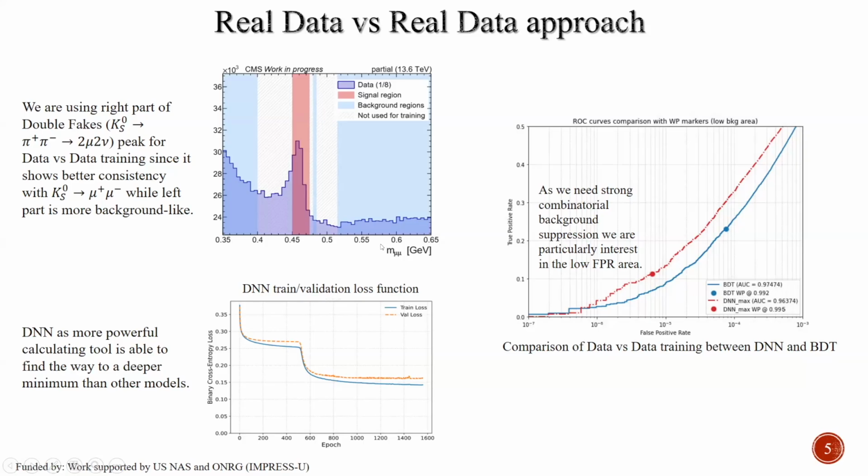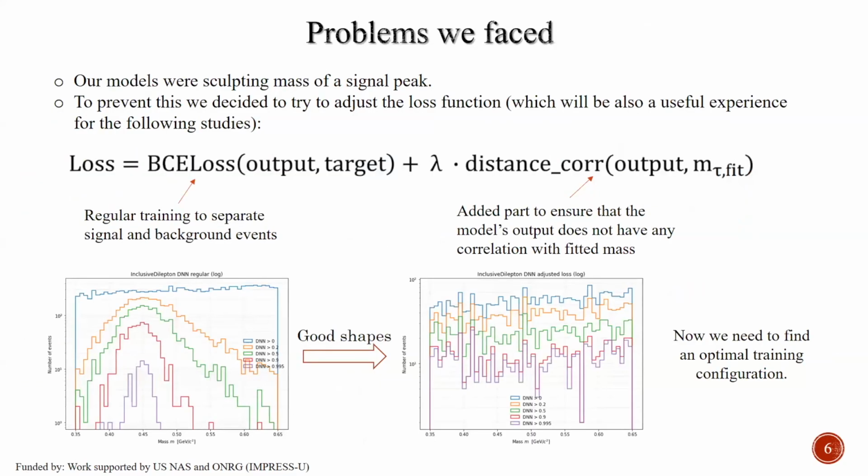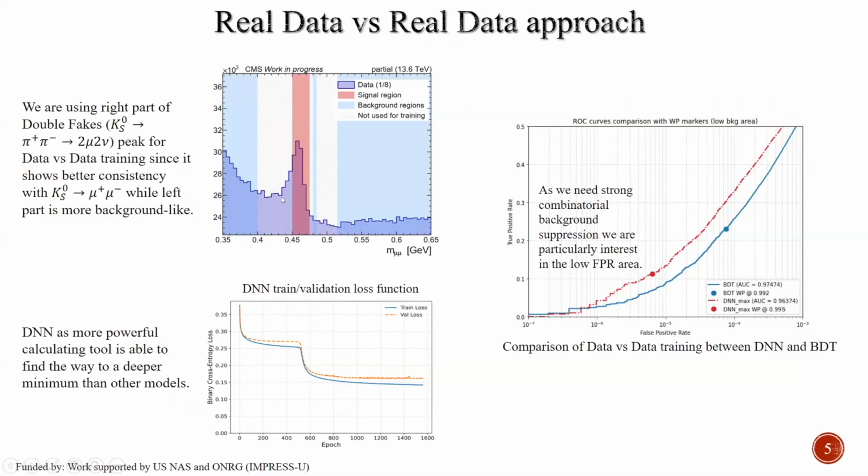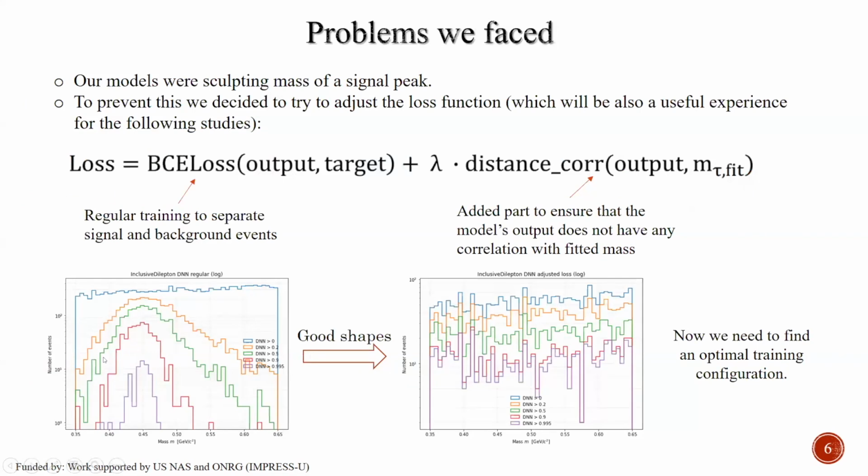So far, we trained several models, and this approach instantly showed up to be very promising, but we faced several problems. For example, as you can see on this plot, our models were sculpting the mass of the signal peak. This peak is visibly sculpted by DNN predictions, which we obviously don't want to see. We don't want our models to rely on mass while making decisions.